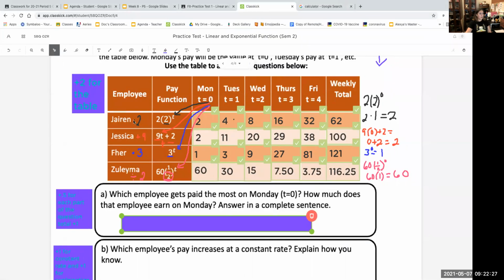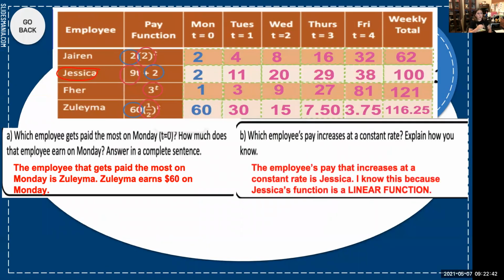So if we look at our patterns, this was a multiply by 2 pattern. This was a 3. This was divide. The only one that has an addition or subtraction pattern is Jessica. Jessica is the only one without an exponent. So an answer would be the employee's pay that increases at a constant rate is Jessica. I know this because Jessica's function is a linear function. You can write that, or you can write that, because Jessica's function is an addition pattern. You can write that as well. So either one of those would be a good answer.